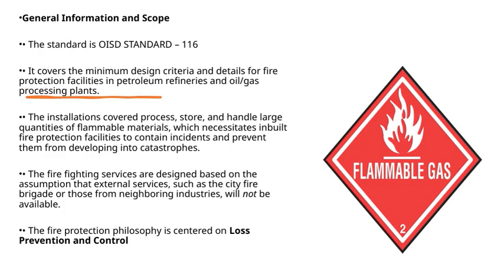Let's take a closer look at the general information and scope of this standard. The key document here is the OISD Standard 116. This standard sets out the minimum design criteria and details that are essential for fire protection facilities, specifically in petroleum refineries and oil and gas processing plants. These installations handle large quantities of flammable materials, which obviously increases the risk of fire incidents. That's why it's critical to have inbuilt fire protection measures designed to contain any incidents and prevent them from escalating into major catastrophes.